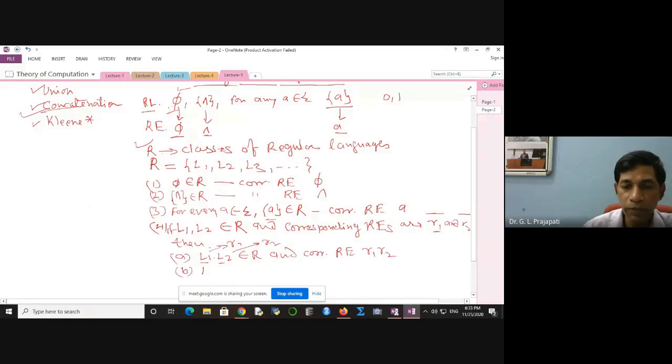Now you can also make the union, L1 union L2. Once you make the union of two regular languages L1 and L2, the resulting language is also in the class R, and you can write the corresponding regular expression. Here you write R1 union R2, and I have told you that union is replaced with the plus, so you can say R1 plus R2. So these are the regular expressions we have.